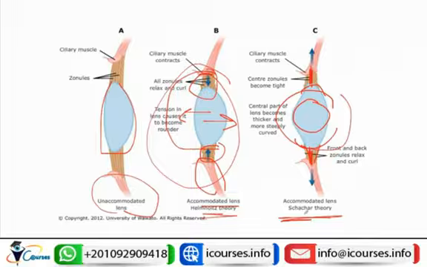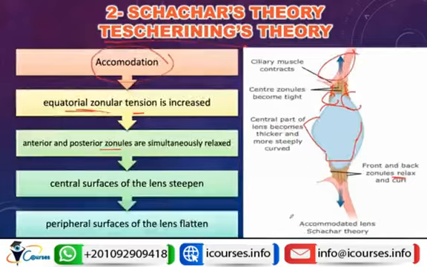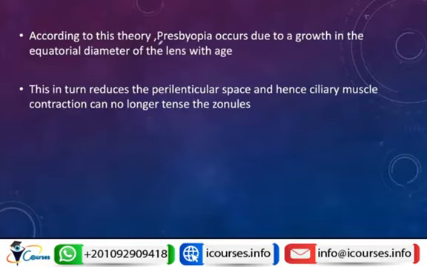So this is called the accommodation lens by Skakar theory. It was found that this theory may explain that presbyopia occurs due to growth in the equatorial diameter of the lens. It will explain why the presbyope will develop presbyopia, why they are not able to see the near target, because of the growth of the equatorial diameter of the lens with age.